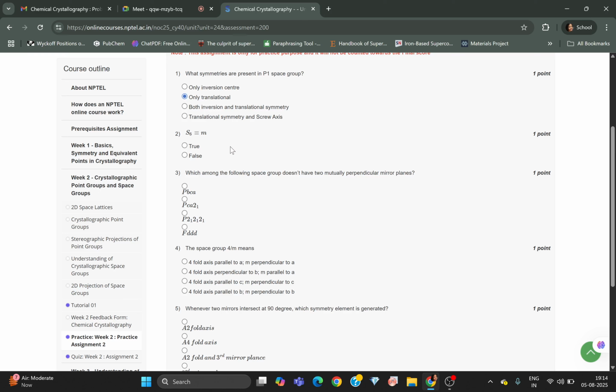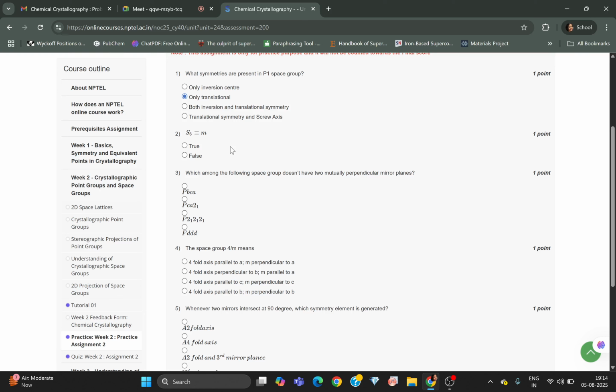The second one: S6 equals a mirror plane? As you all know, S stands for the improper axis of rotation, and n is 6 here. So S6 is a 6-fold improper rotation, which is a combination of C6 and a reflection through a plane perpendicular to the 6-fold axis.